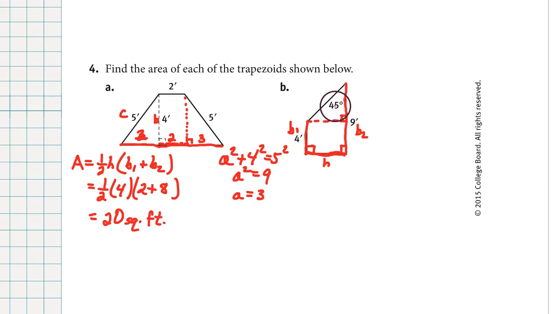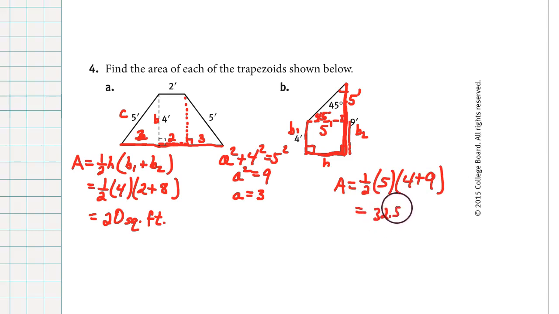This right triangle is a special kind of triangle called a 45-degree, 45-degree, 90-degree triangle. The entire length of this side is 9 feet. But just this part is 4 feet, and so this here is 5 feet. If one side of that triangle is 5 feet, so is the other side. We're able to use what we know about 45, 45, 90-degree triangles to find the height of our trapezoid. It's 5 feet. Now we can get the area. 1/2 times the height times B1 plus B2. This answer is 32.5 square feet.